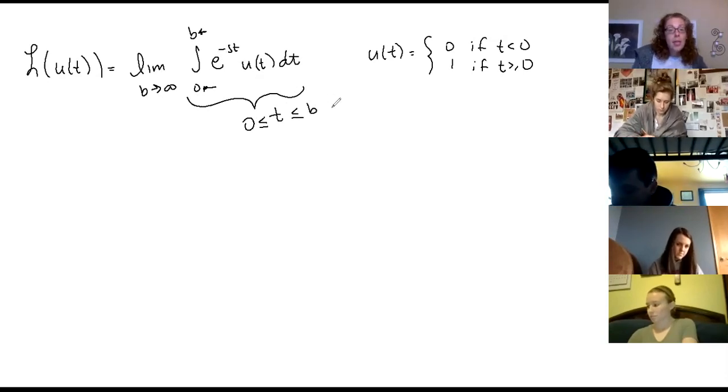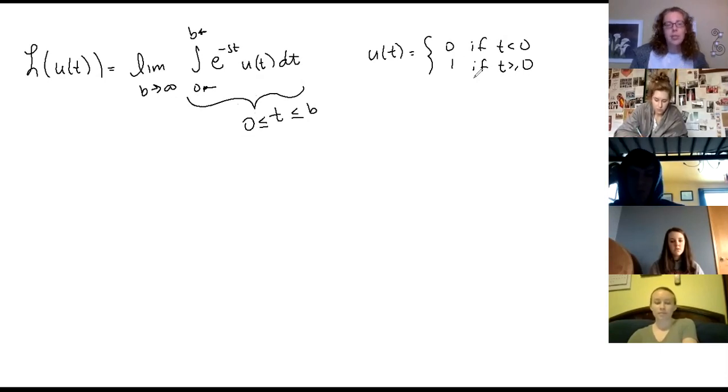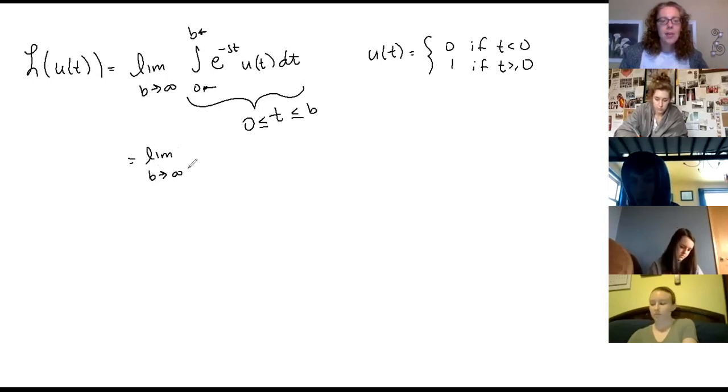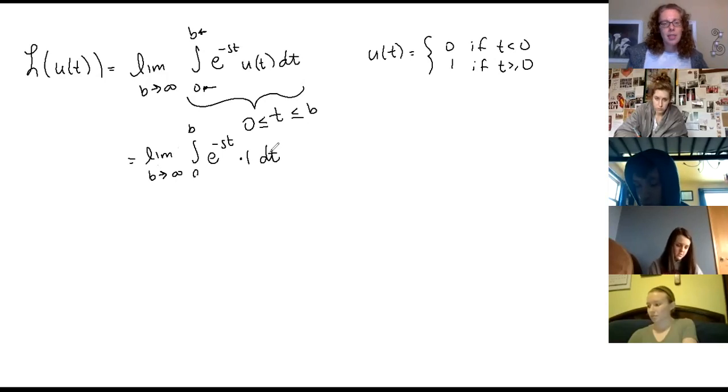So if I'm working on t between 0 and b, then I know that u of t is just equal to 1. I don't have to worry about the 0 part at all. I'm just worrying about the 1 part because I'm in this part where t is bigger than or equal to 0. This then is going to give me the limit as b goes to infinity of the integral from 0 to b of e to the negative st times 1 dt, right?